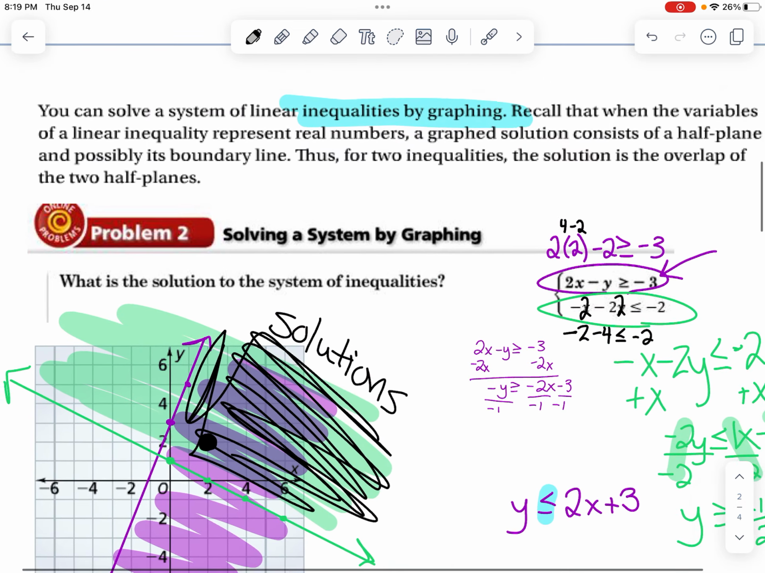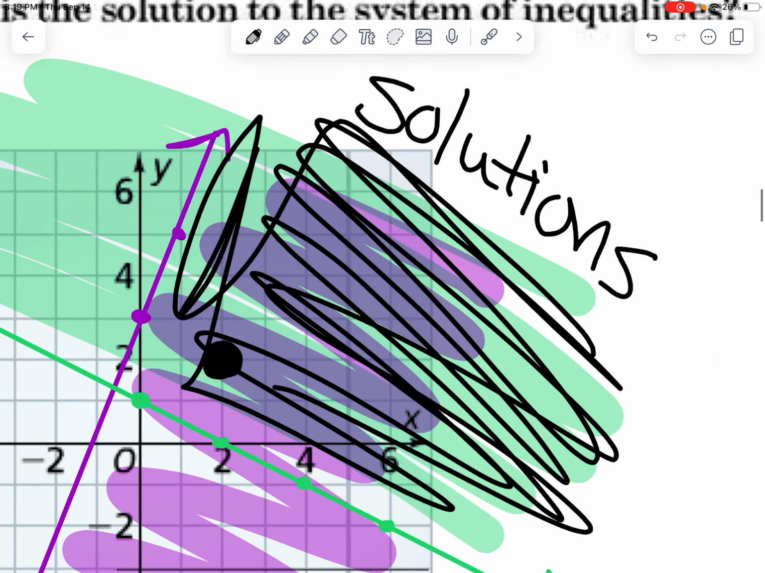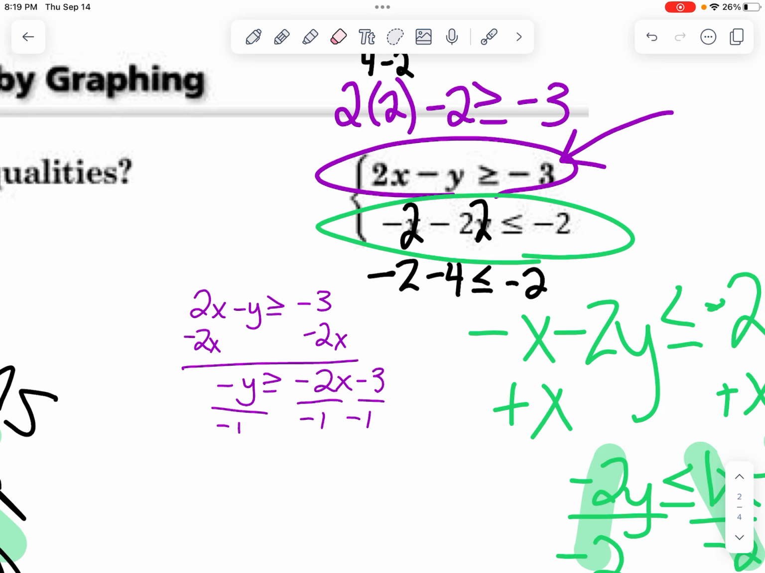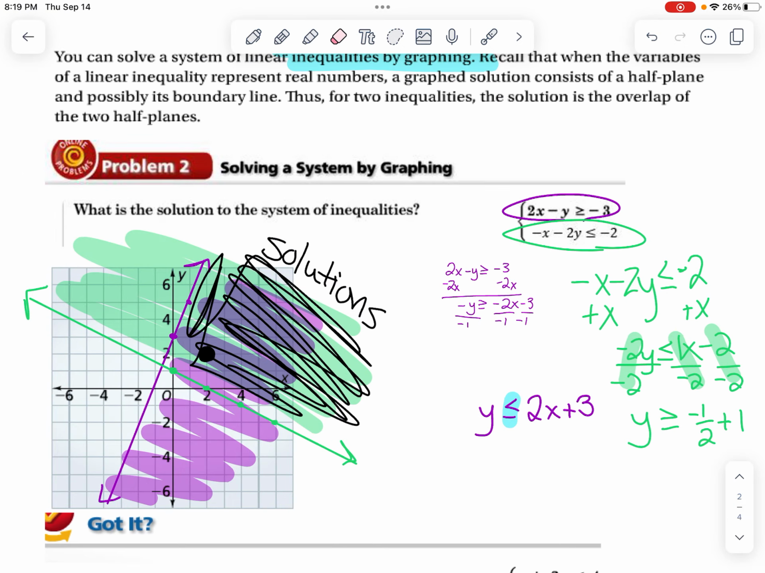So what does it mean to be in this solution set? It means that any point inside of this double shaded region satisfies both of the original problems, like if you were to plug them in, or substitute them in for x and y. All right, just clean that back up.